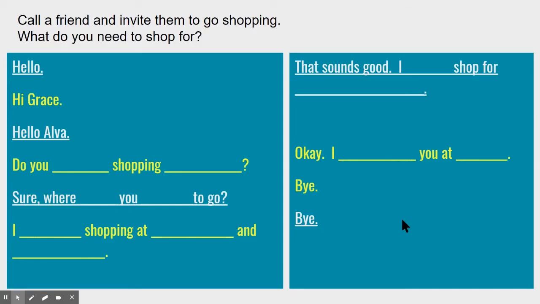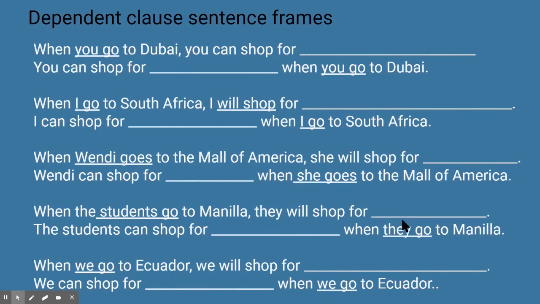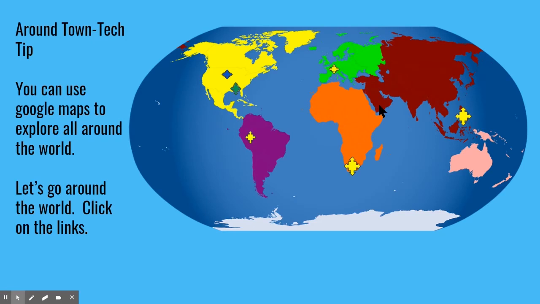The possibilities are endless. And then the last thing that we're going to look at is, again, some of these dependent clauses. Here we show you with whether or not you need the comma. All of that is correct. And you can just fill it in for what you might go shopping for when we go around the world to discover some different places.